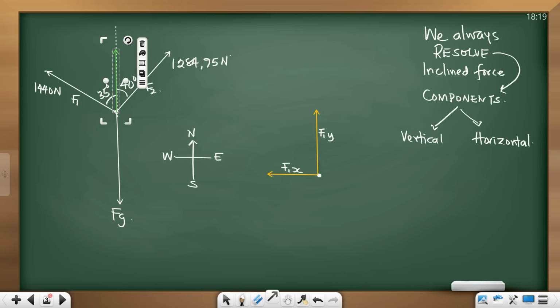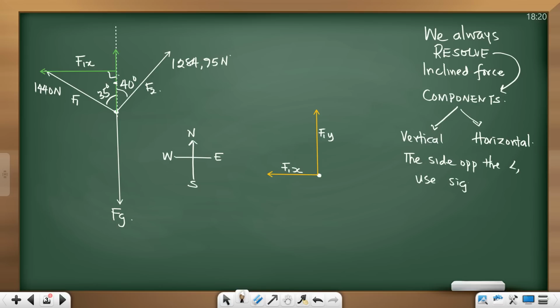Let's complete a right angle triangle. Where's the F1X going to be? There. We want to complete a right angle triangle, and that is 90 degrees. This one is the X, right? While this one is the Y. The one that is opposite, we use sine. The side opposite the angle, use sine. Please, I need you to have clarity.